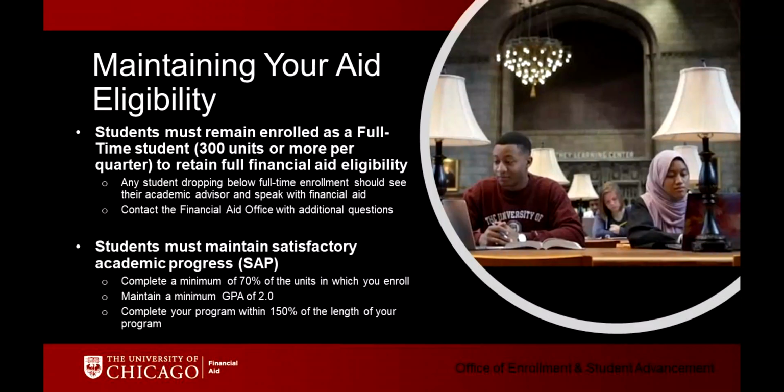So there are some steps that you need to take to maintain your aid eligibility. Namely, students must remain enrolled as a full-time student, 300 units or more, so 3 courses or more, to retain that aid eligibility every term. Any student that's going to be dropping below full-time enrollment should see their academic advisor and speak with financial aid.